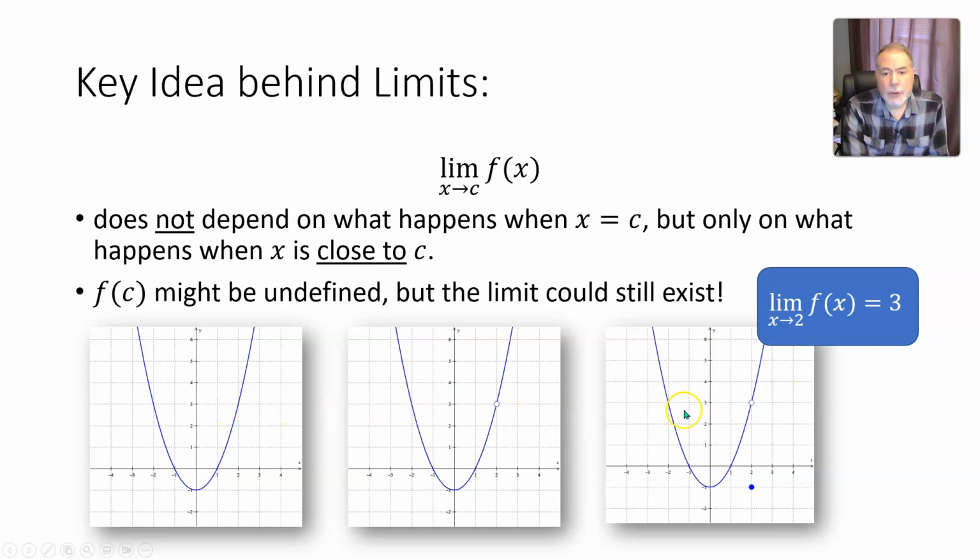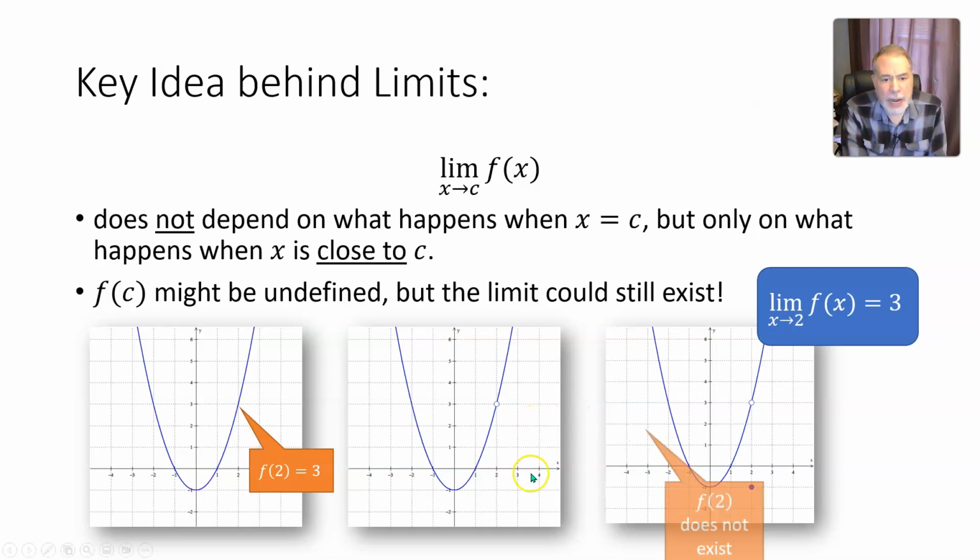So, in the three graphs shown here, the only difference between those three graphs is what happens right at x equal to 2. They all have the same limit as x approaches 2 because the functions all do the same things when x is close to but not equal to 2. In this first graph, f of 2 is 3, and that matches what happens when x is close to 2. So that would be a continuous function or a continuous graph.